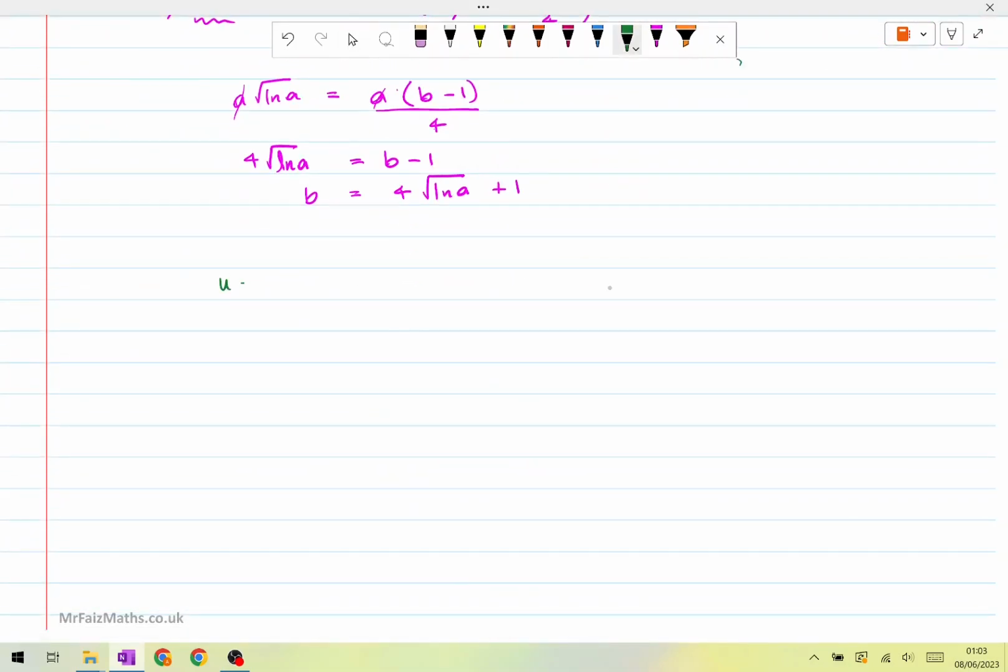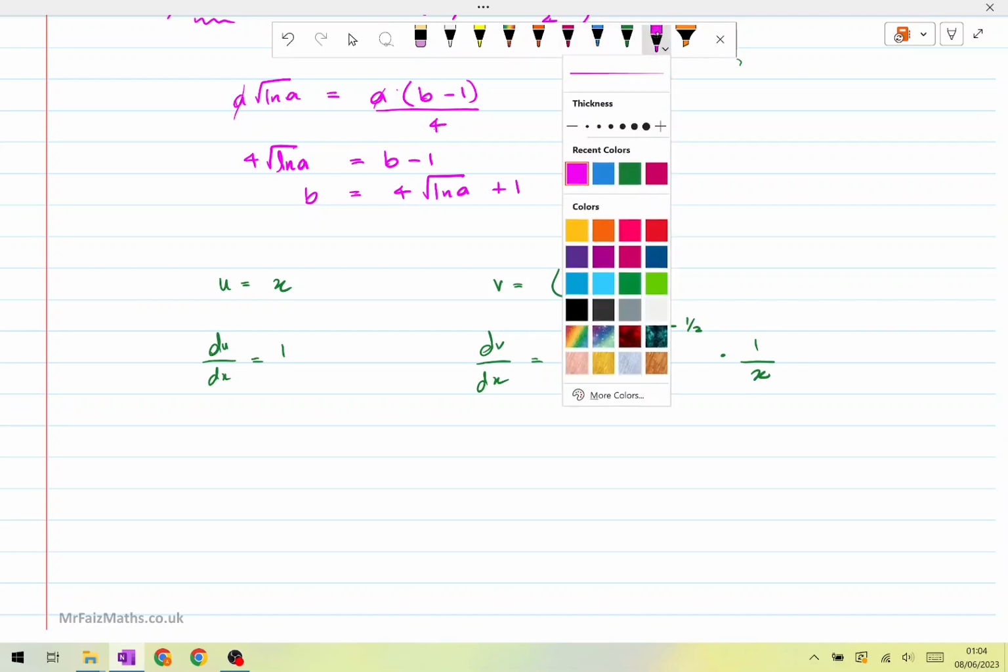So I'm going to say u is equal to x and v is equal to the square root of ln x, but I'll write that as ln x to the power half. Now differentiating this will give us du over dx is equal to 1. Now dv over dx, we need to use the chain rule. So bring the power to the front, reduce the power by 1. So this will be a half times ln x to the power minus half, and times by the derivative of the inside bit. The derivative of ln x is 1 over x.